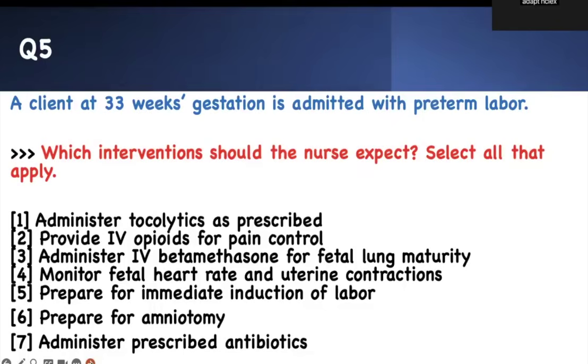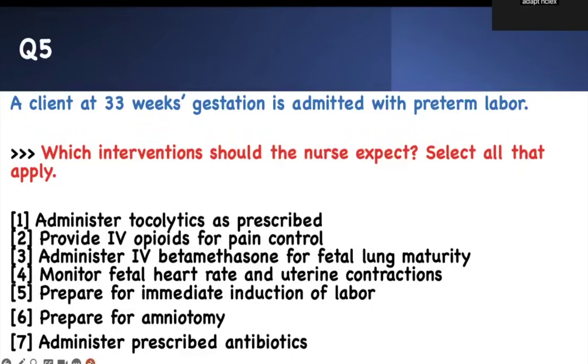A client at 33 weeks gestation is admitted with preterm labor. Which intervention should the nurse expect? Select or apply. 5 questions. What is your score? Number 4, I want you to stop the video, answer this question, put your answers in the comment, and then I will take a look at it. I will comment on it. But if you reach number 5 question, stop the video, put down your answer, and let me see. Because these are data in class. We're doing this together. We're learning this together. Stop your video, put down your answer.